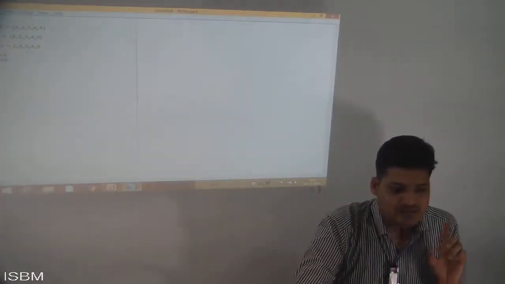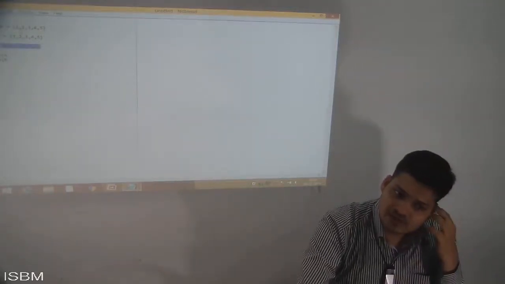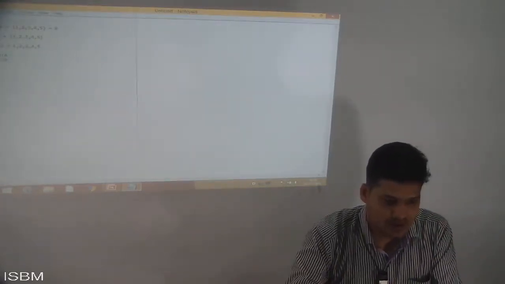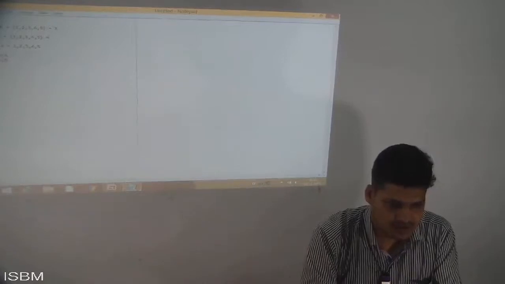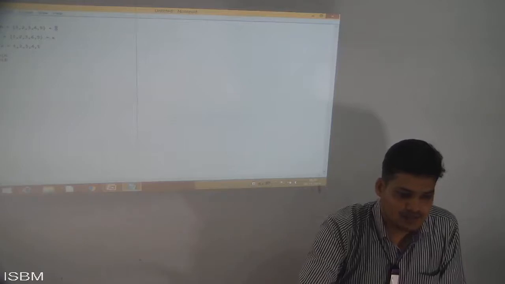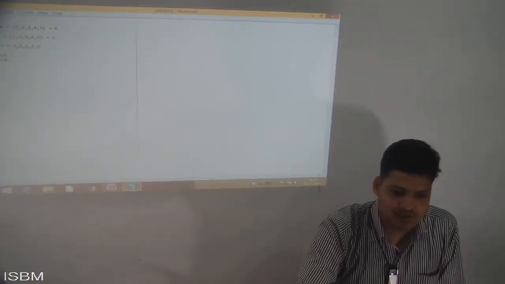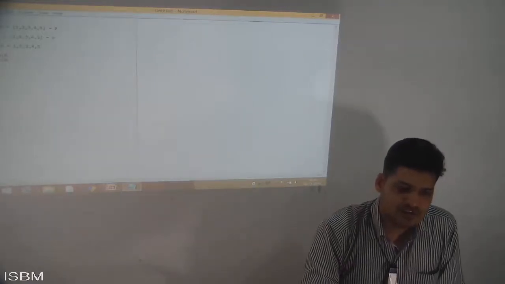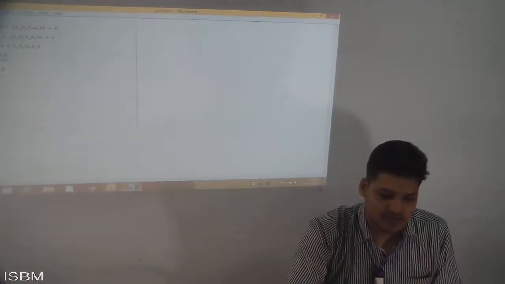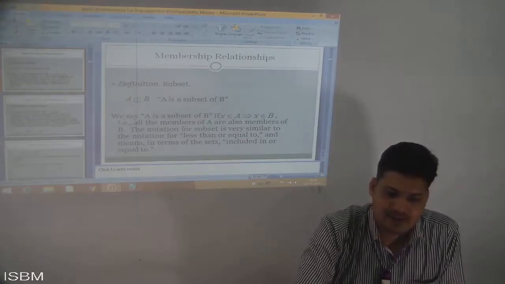You can see that X has 1, 2, 3, 4, 5, which I have shown over here. So A is nothing but equal to X, and B is also nothing but X. So A is also X and B is also X. So X belongs to A and X belongs to B. Obviously A and B both belong to the same set. The same thing is written here: X belongs to A and X belongs to B.